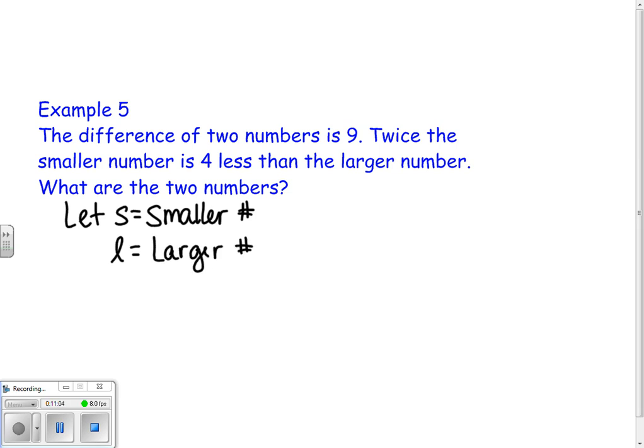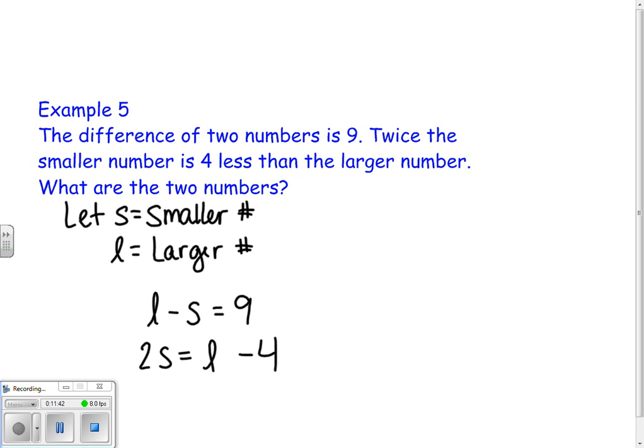First thing they tell me is the difference of two numbers is 9. In difference, in subtraction, order matters. And in order for them to have gotten a positive 9 out of a subtraction, the larger number must come first. So the larger minus the smaller is 9. Had that been reversed, they would have gotten a negative 9. So larger has to come first. The second sentence: twice the smaller is 4 less than, tack that on the end, the larger. Remember, anytime we've got something less than, that goes on the end.